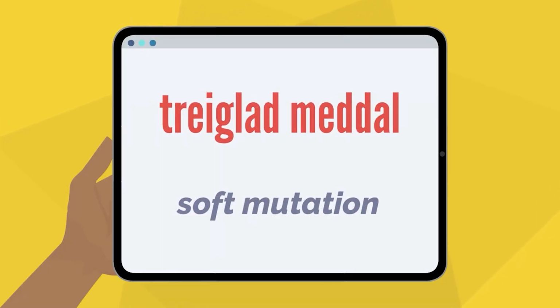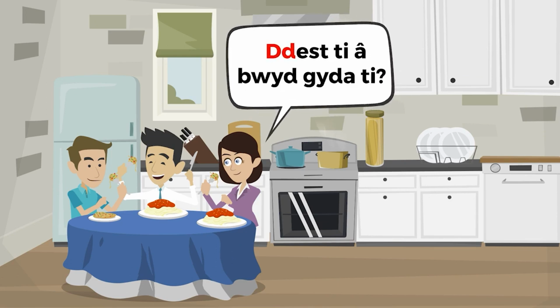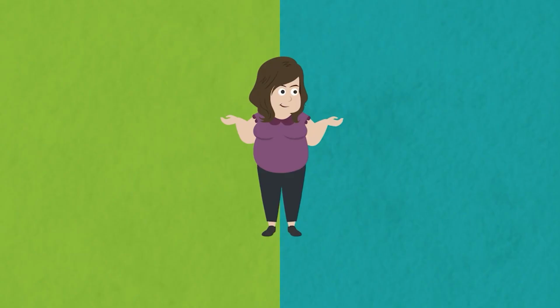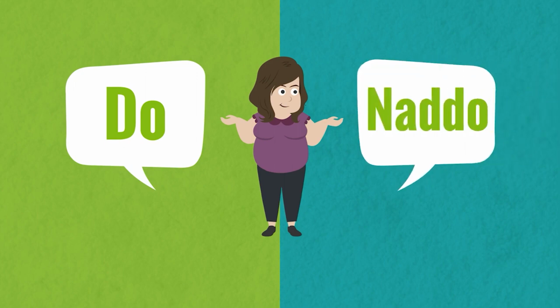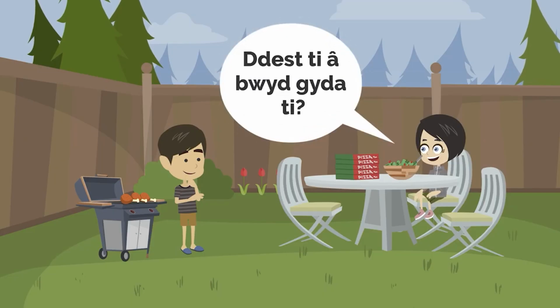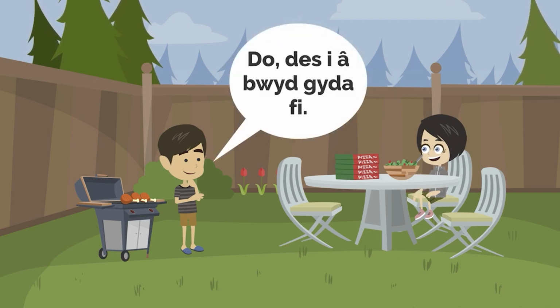Did you notice there is a treiglad meddal, soft mutation, at the beginning of the question form? Ddes ti a bwyd gyda ti? Da iawn. As you know, the answer to these questions will always be do or naddo. Ddes ti a bwyd gyda ti? Do. Des i a bwyd gyda fi.